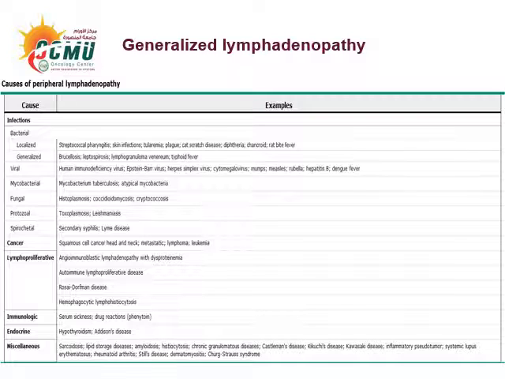Malignancy. Usually squamous cell carcinoma metastasized to the lymph node, in contrast to sarcoma, which usually has hematogenous spread to the lung. So usually the metastatic carcinoma metastasized to the lymph node.